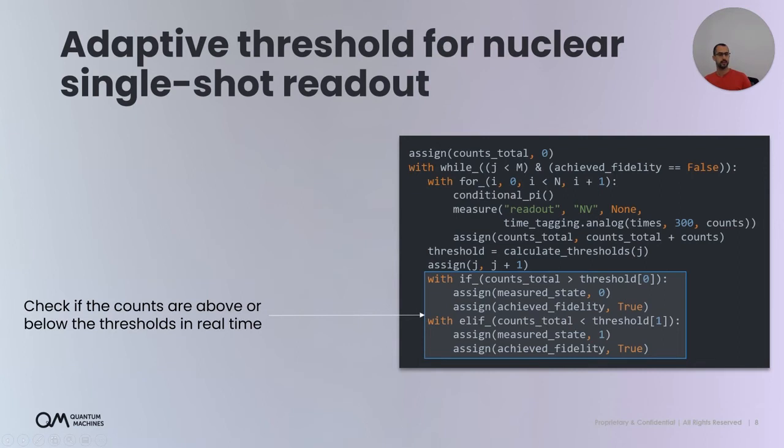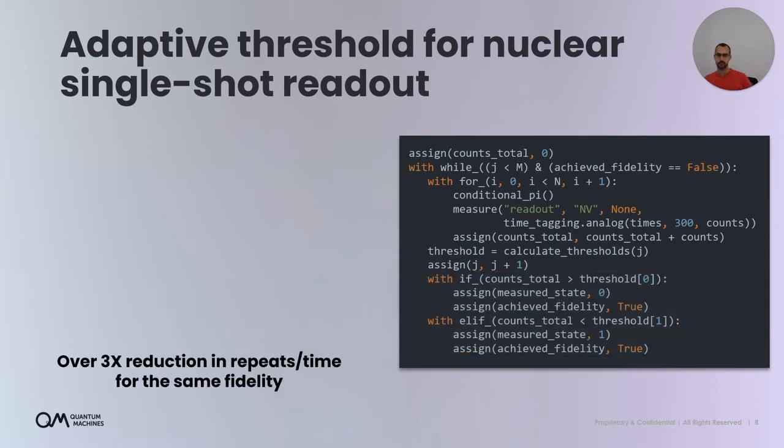Now, this is an example for an N15. This can easily be adapted for N13, where it will actually be even more useful. And we already see that using this, we can get a 3-time reduction in the number of repeats, or in the total time, the measurement time, for the same readout fidelity. So that's quite nice. Okay, so that's the first thing, the adaptive threshold.